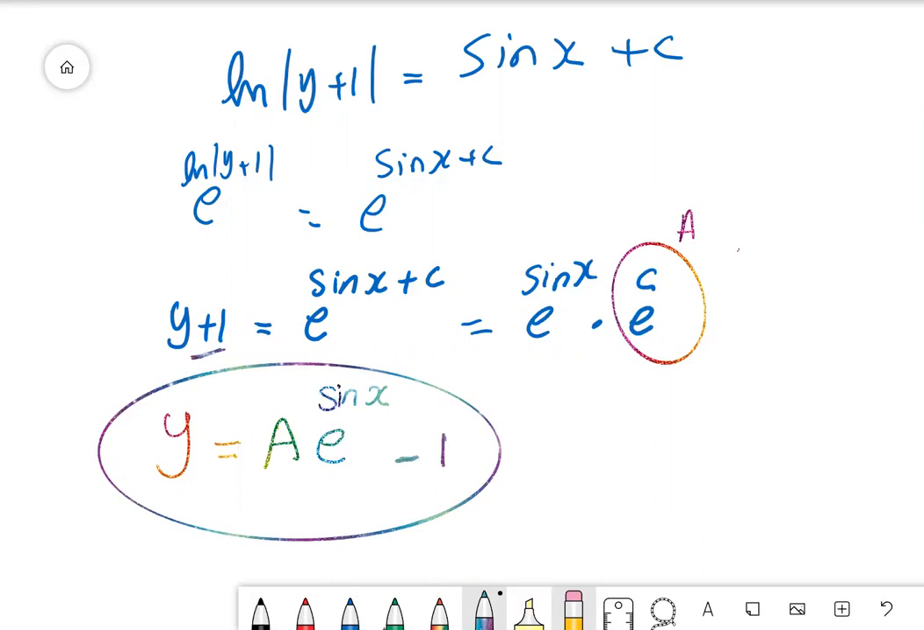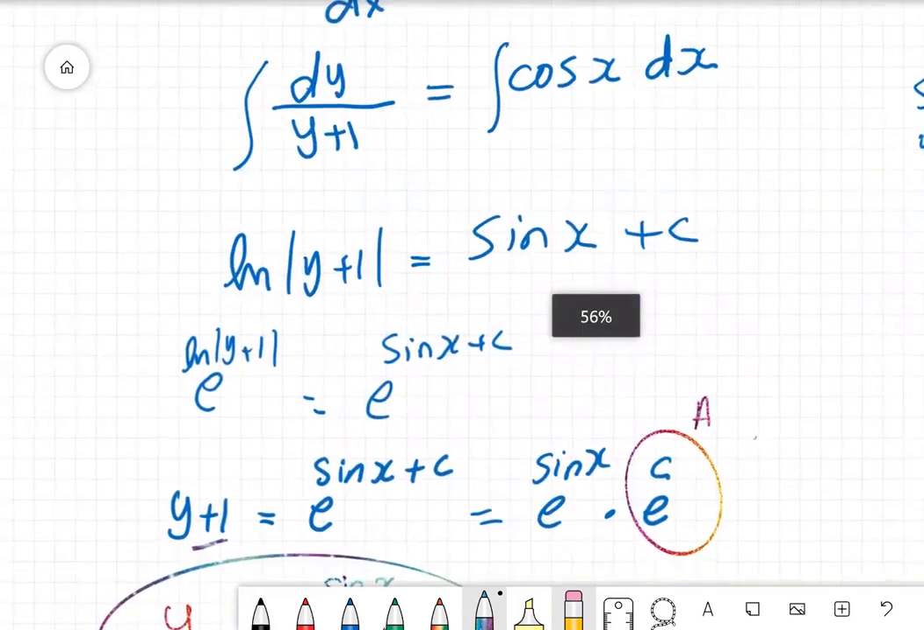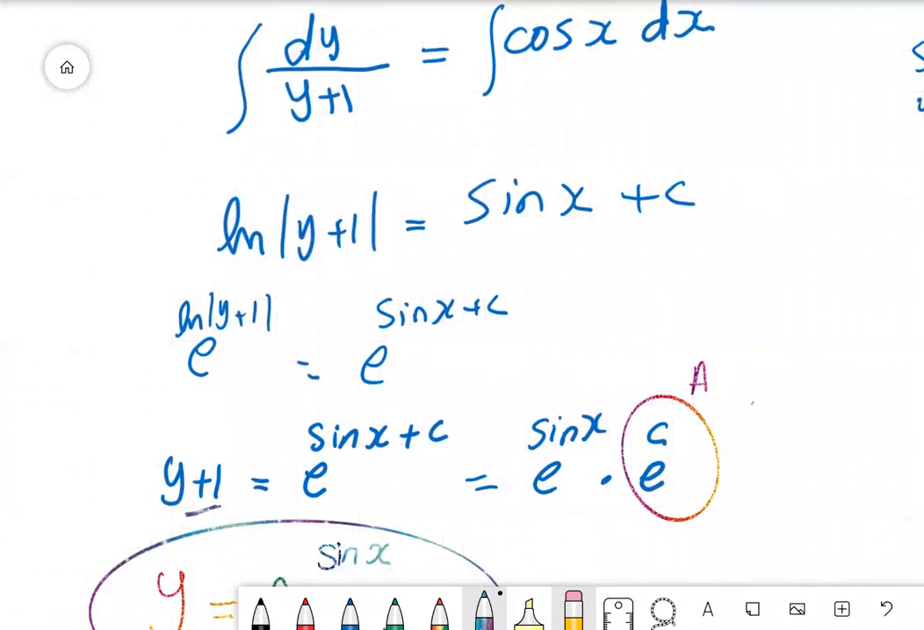Miss, I have a question. How did you find y plus 1? How did I find it? It was dy over y plus 1. And the integration for dy over y plus 1 becomes ln y plus 1. And to get rid of the ln, I took e for both sides. So e to the power ln cancels with the e, so I end up with y plus 1. Yeah, sorry, I was looking at a different question. That's fine.